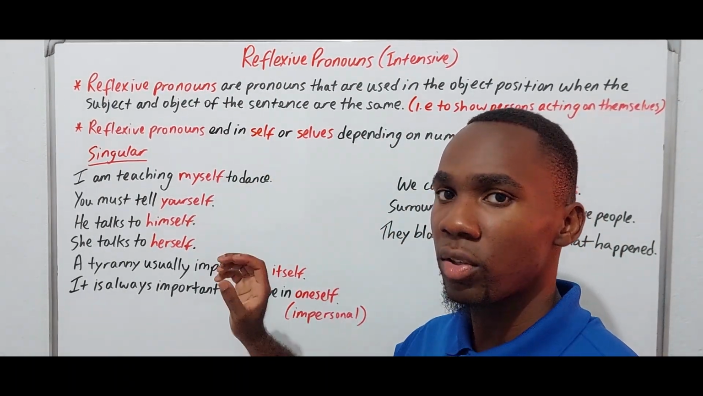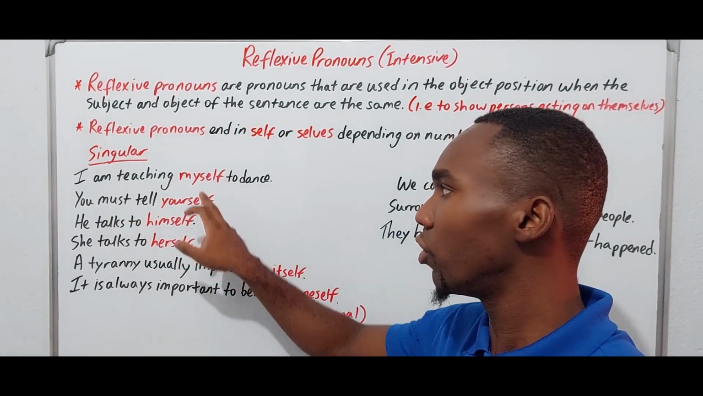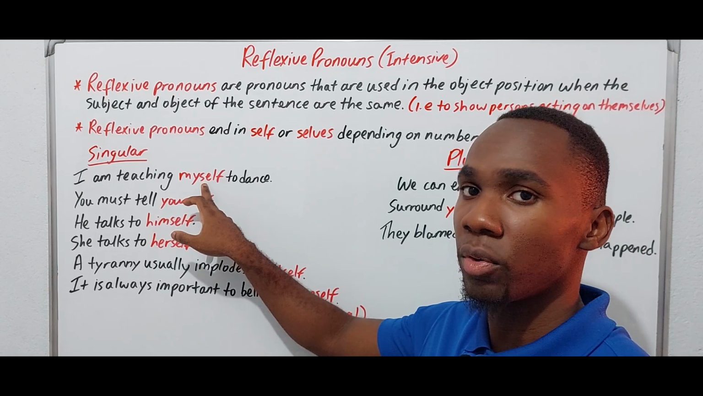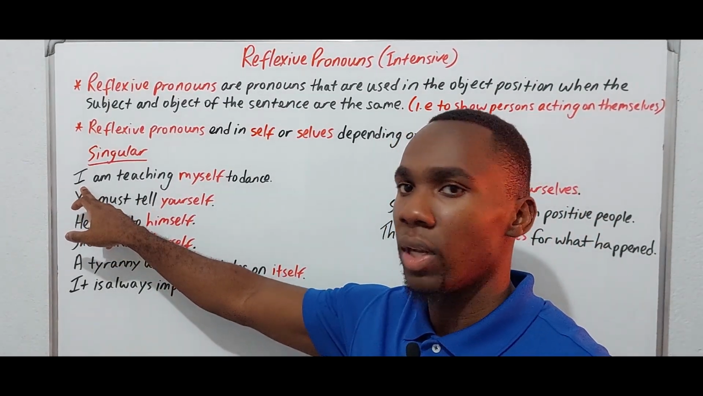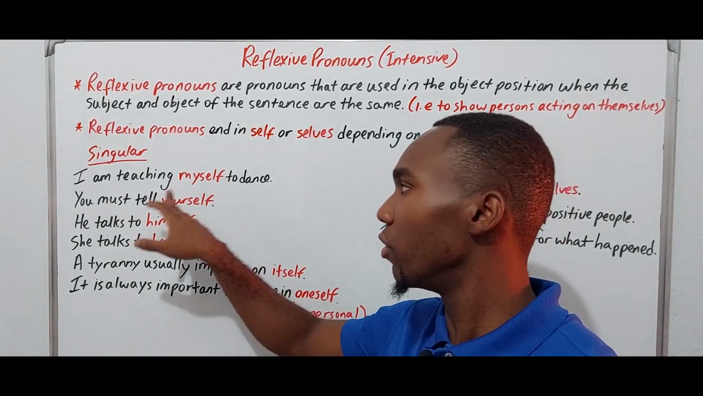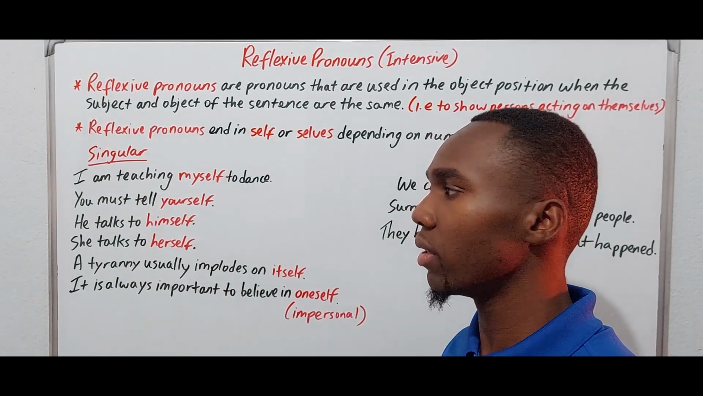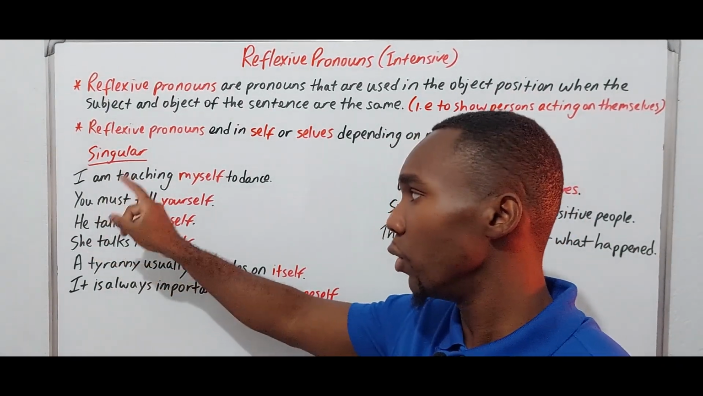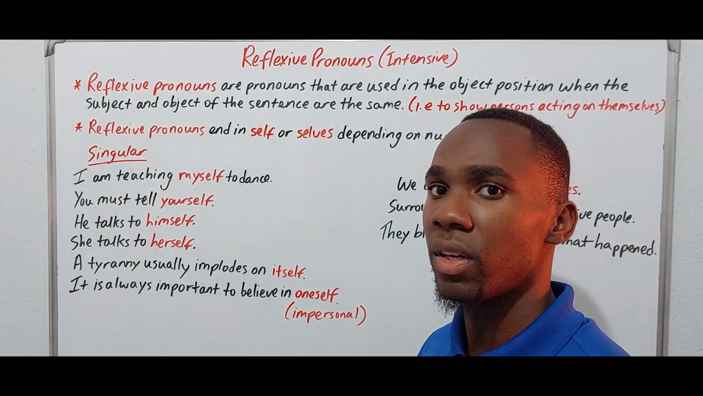So let's look at the singular reflexive pronouns. I am teaching myself to dance. So you see, myself would be the reflexive pronoun, and the antecedent would be I. So that would be the reflexive pronoun that would correspond to I, right? So I am teaching myself to dance. You must tell yourself.